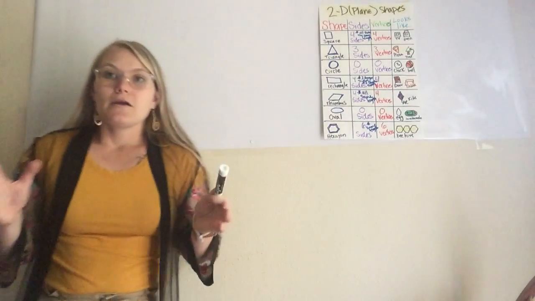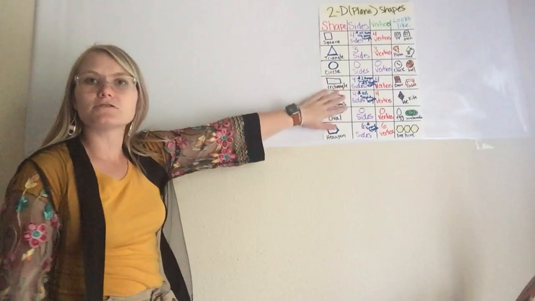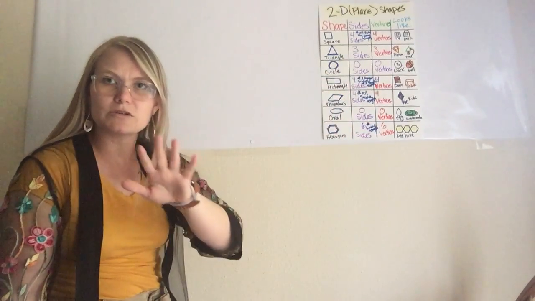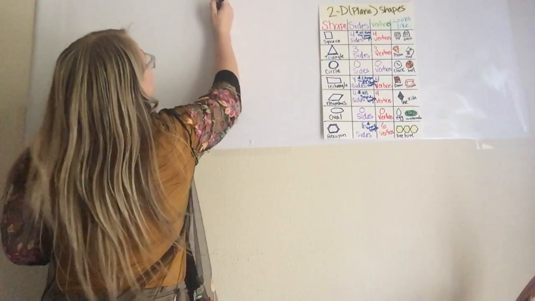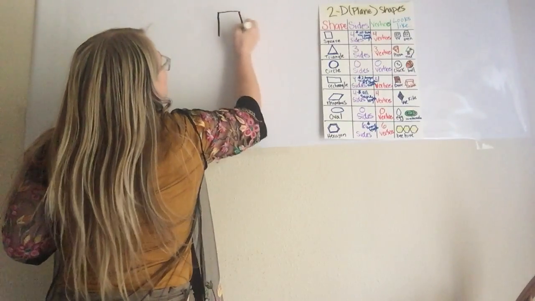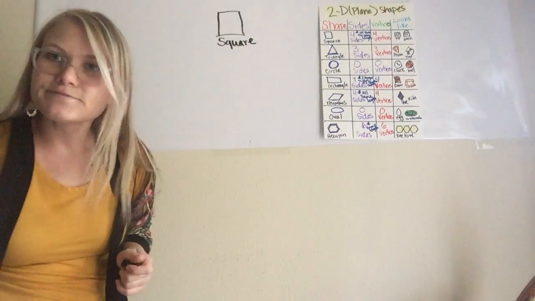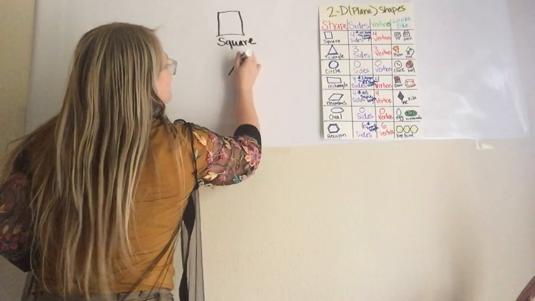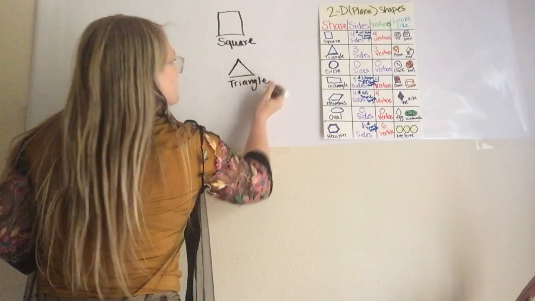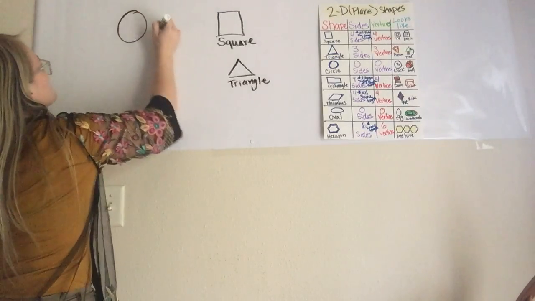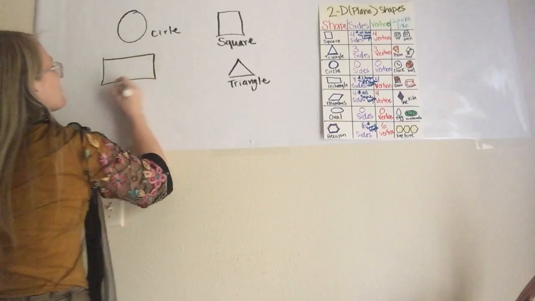So, first we want to identify the different shapes. Right here I have an anchor chart that I made real quickly just so you could see it. So let's go ahead and look. We have this first shape. I bet you could guess it. It's called the square. Our second shape is going to be the triangle. Our third shape will be the circle. And a rectangle.